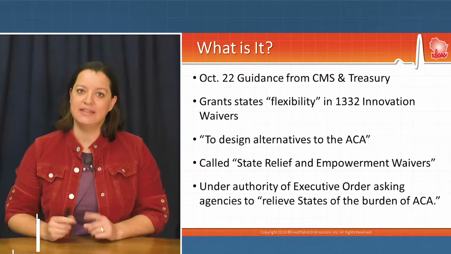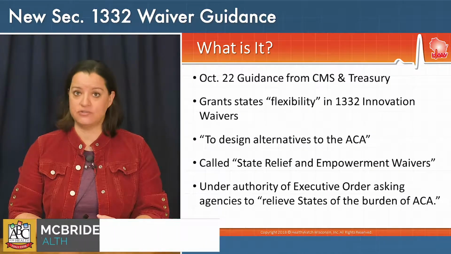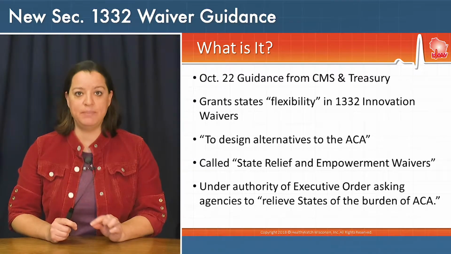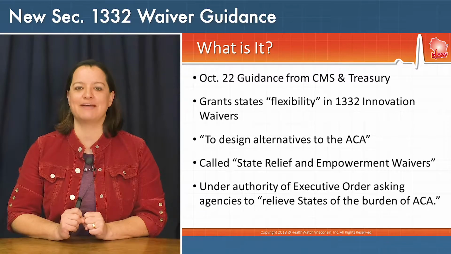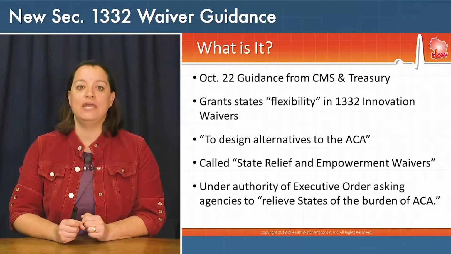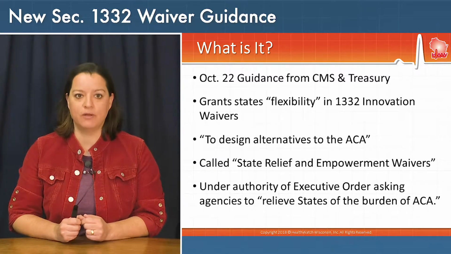The Trump administration has released new guidance on Section 1332 waivers. This is actually coming out of two departments, the Centers for Medicare and Medicaid Services through HHS and the Treasury Department. It grants states flexibility, this flexibility word is coming up again, in how they write Section 1332 innovation waivers. It's designed to help states create alternatives to the Affordable Care Act.